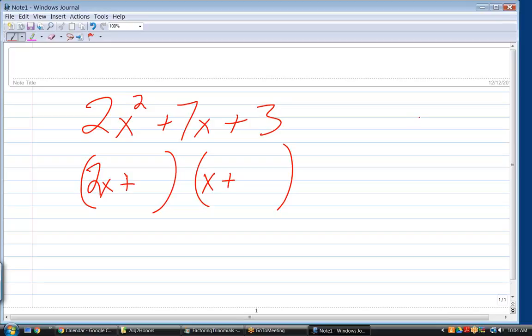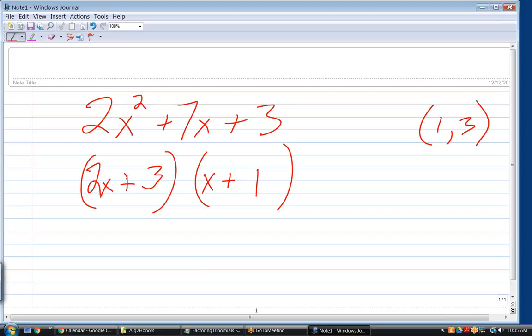How many factors of 3 are there? Well, there's one pair of factors. So our answer either has to be 1 and 3 or 3 and 1. Right. And all you have to do is try both combinations. So 3 and 1, now I need to check to see whether that indeed produces the middle term of 7x. How do I do that?